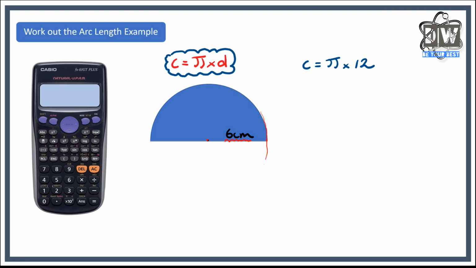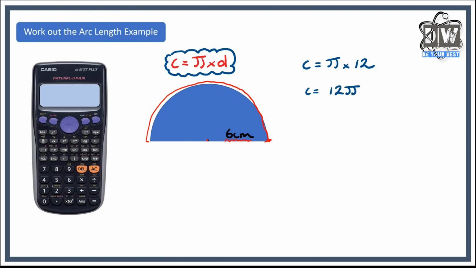Remembering that we're not finding that, we're just finding the length from here to here. Okay, so the way we're going to do that is we're going to times pi by 12. That's going to give us 12 pi.